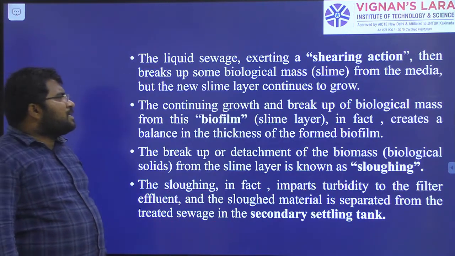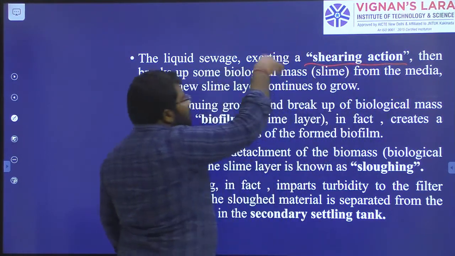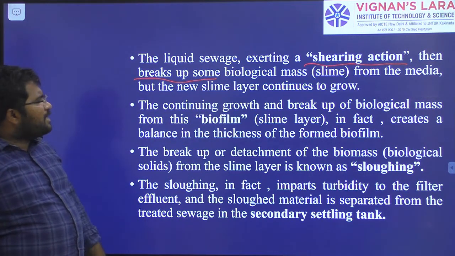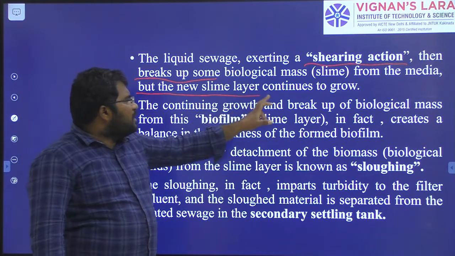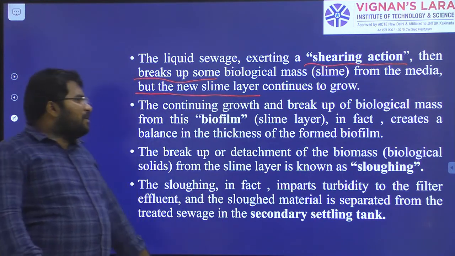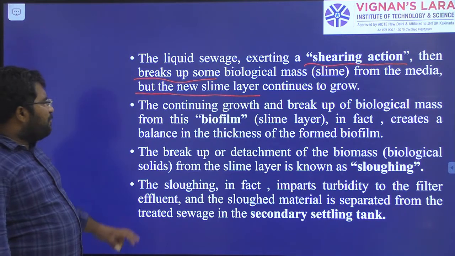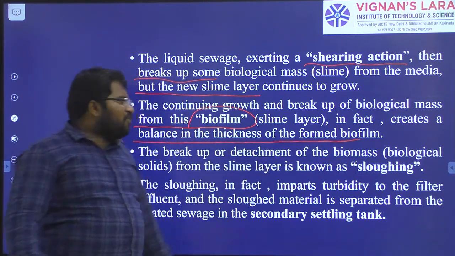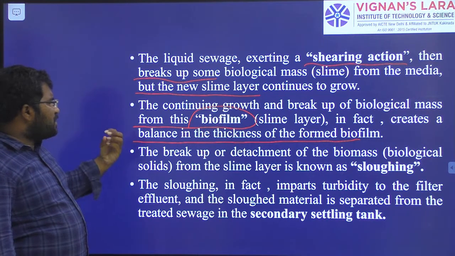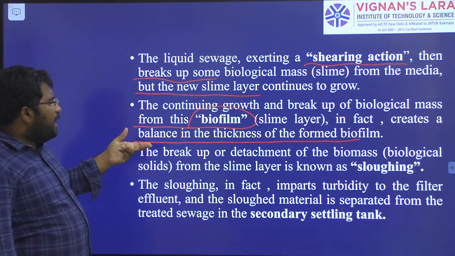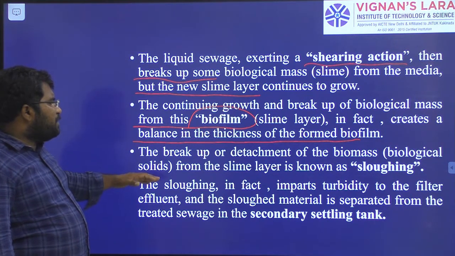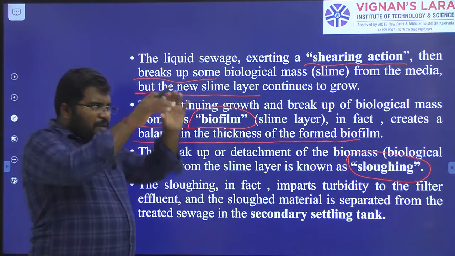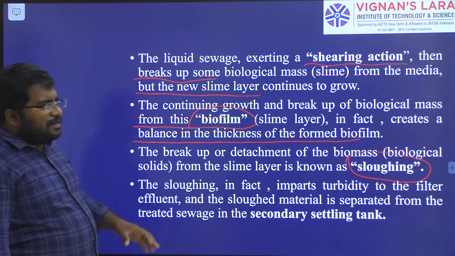Next, the liquid flowing down exerts a shear action. As I told you, the water coming from the top is going to do the shearing action, so the layer can break some biological mass or slime layer from the media, but a new slime layer will continue to grow. Once it is removed, a new slime layer is going to develop again, right? So the continuing growth and breakup of biological mass from this biofilm in fact creates a balance in the thickness of the formed biofilm. Next, the breakup or detachment of biomass from the slime layer, the removal of the biological film due to this shear action, is called sloughing.